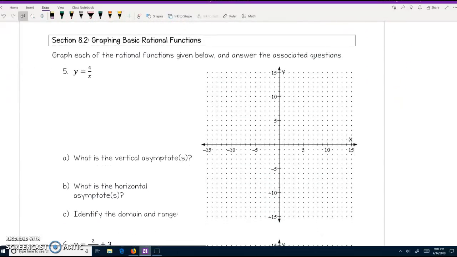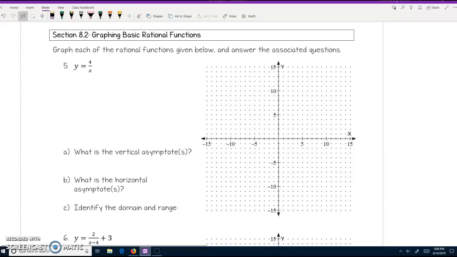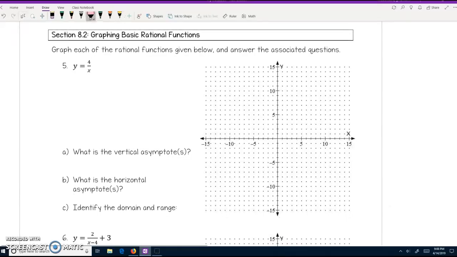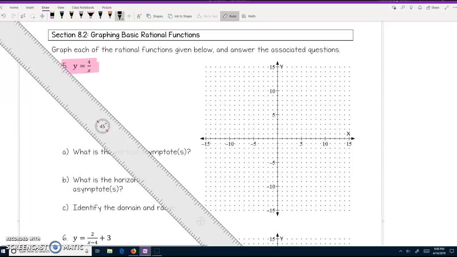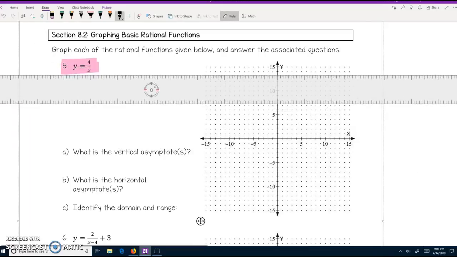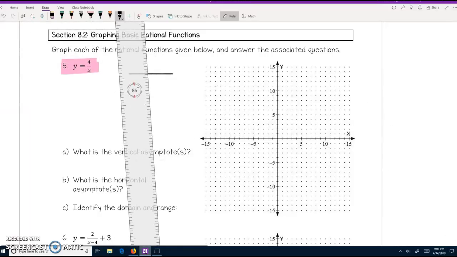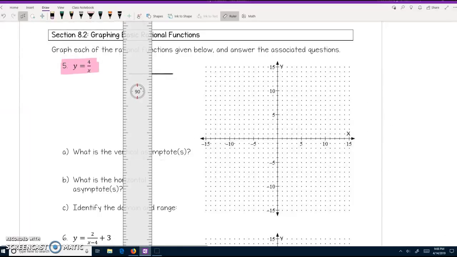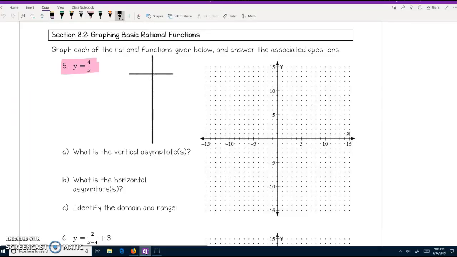After this, we get into our graphs of rational functions. So this is our section 8.2 material. First up, we want to start by graphing this function, y equals 4 over x. So it is up to you how you want to pick your points to graph a function. I usually like to pick my values so that I get some that are positive, some that are negative, or if I have a vertical asymptote, some that are to the left of that value, some that are to the right. So you want to give yourself a table.